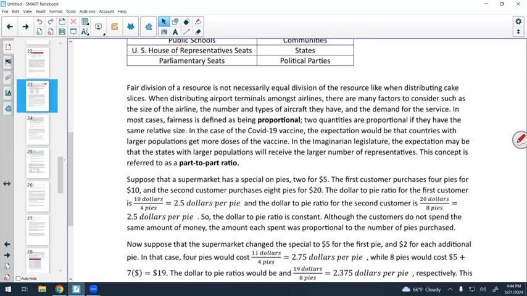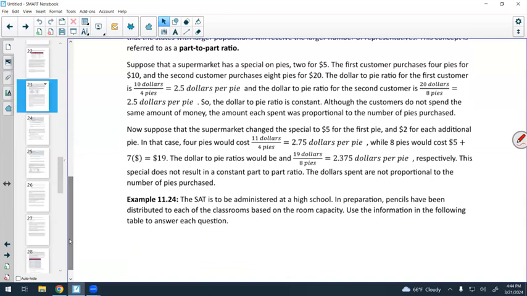Now, suppose the supermarket has a special on pies. 2 for $5. First customer purchased 4 pies for $10. Second customer purchased 8 pies for $20. The dollar to pie ratio for the first customer is $10 to 4 pies, or $2.5 per pie. And the dollar to pie ratio for the second customer is $20 to 8 pies, which is also $2.5 per pie. So the dollar to pie ratio is constant. Although the customers do not spend the same amount of money, the amount each spent was proportional to the number of pies purchased.